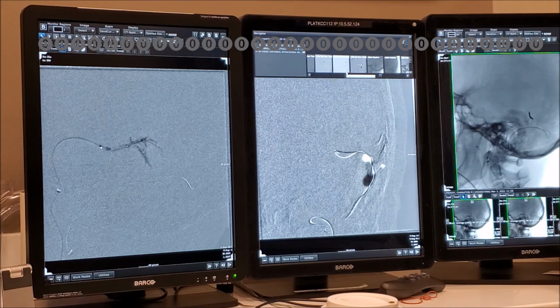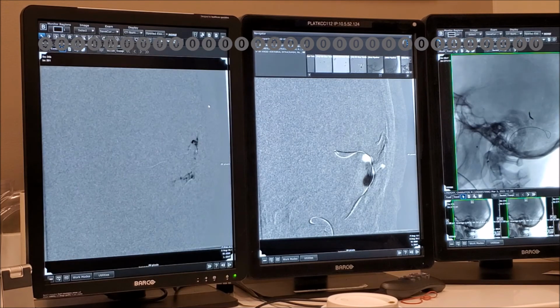What happened here to the balloon? This is with the regular one. I think we intermittently deflated the balloon just to check that everything was still fine. We saw a tiny bit of Onyx maybe going into the sinus, so we wanted to double check the sinus flow, and it was all fine. Okay.